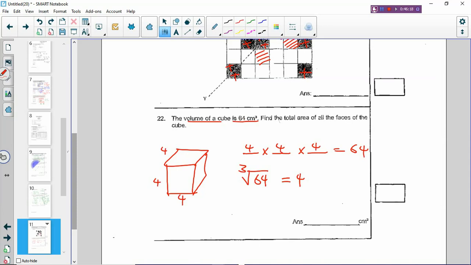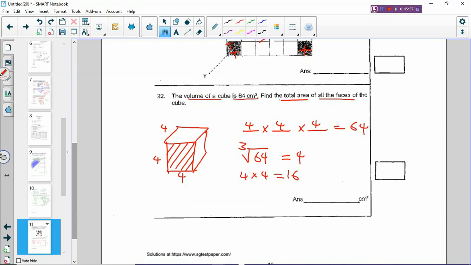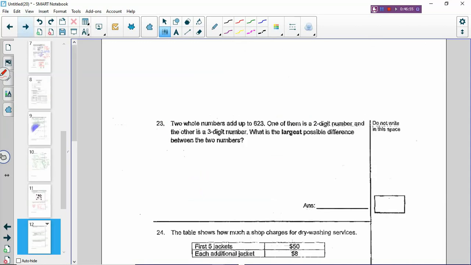Every side. Alright, you want to find the total area of all the faces. So you need to find the area of one square face. So what's the area of one square face? Which is 4 times 4, that is 16. So the area of one square face is 16. And how many faces are there in the cube? There are 6 faces. So what is the total area of 6 faces? You take 16 times 6, and the total area of all the faces will be 96 cm square. That's how you find the total area of all the faces. Got it? Alright, now let's go on to the next question, question 23.